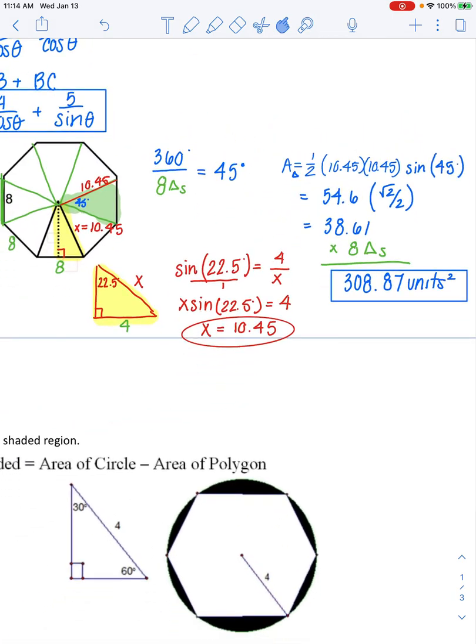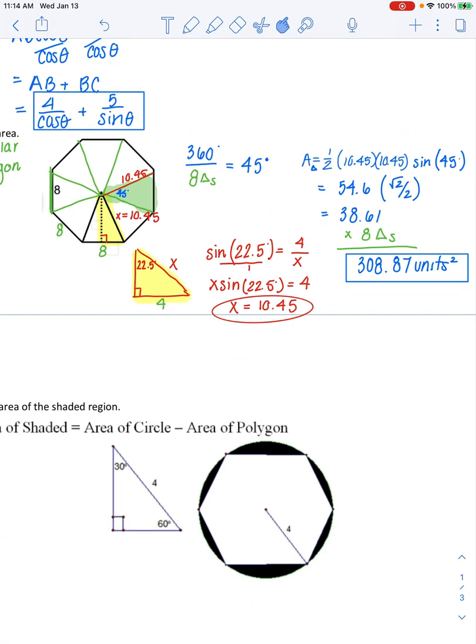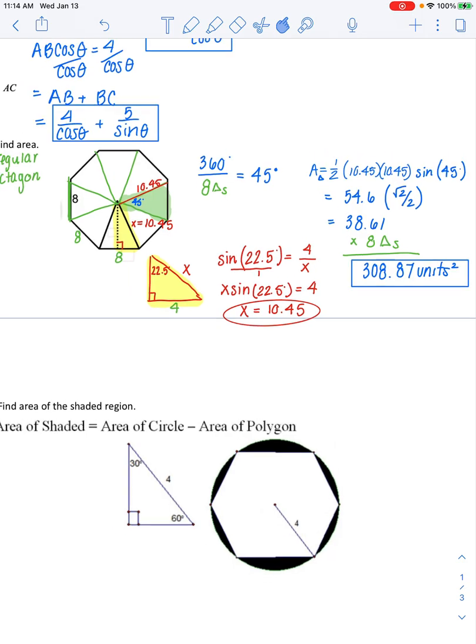If you find a different way to solve this, perfectly fine. I know some of you might find just the area of this yellow triangle, and in that case multiply by 16 because there's 16 of the yellow triangles, or there is 8 of the green triangles. Up to you.